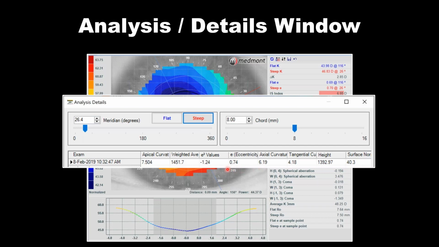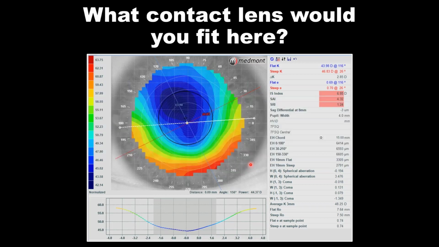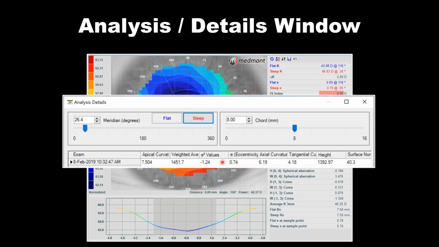One of them that I use, especially when we're looking at a possible oblate eye, is the E-squared value. Eccentricity is meant to describe a prolate corneal shape. It does not describe an oblate corneal shape, such as a post-refractive surgery patient, or in this case, a transplant patient with an oblate cornea, flat in the center, steep in the periphery. So that's when we're going to switch to the E-squared value.